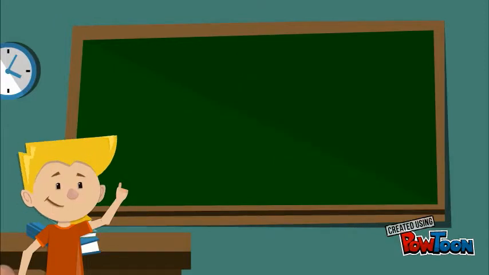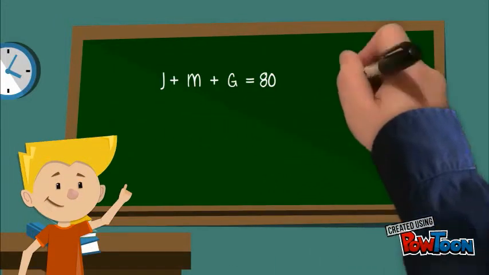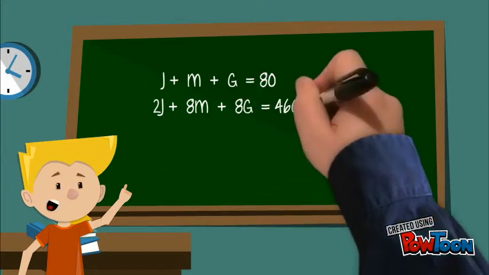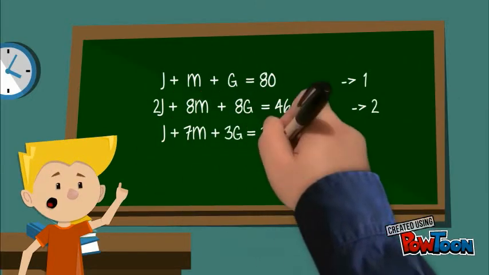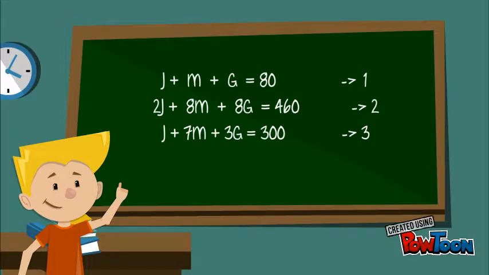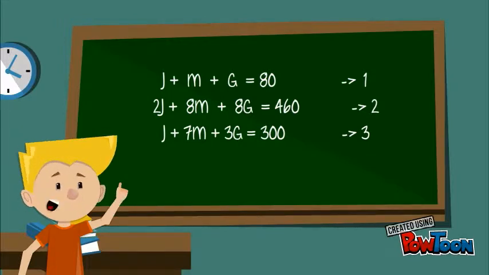First equation should be J plus M plus G, which equals 80. Second equation will be 2J plus 8M plus 8G equals 460. And the last equation is J plus 7M plus 3G equals 300.